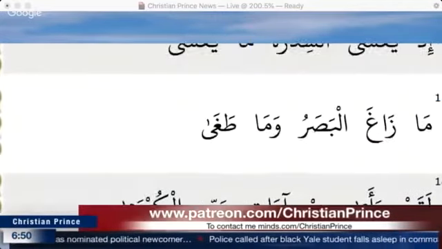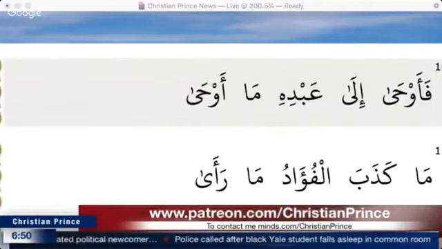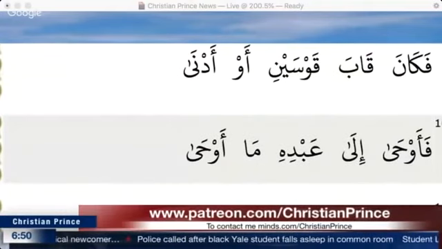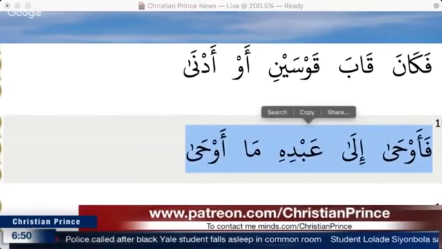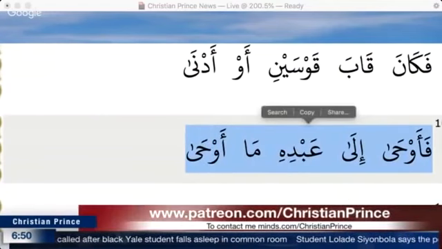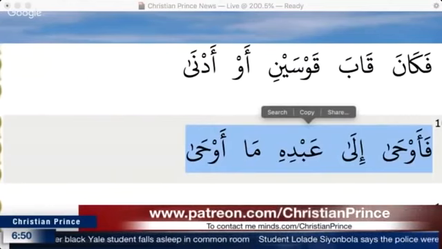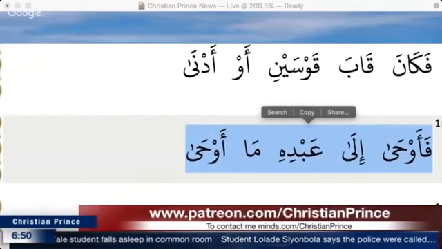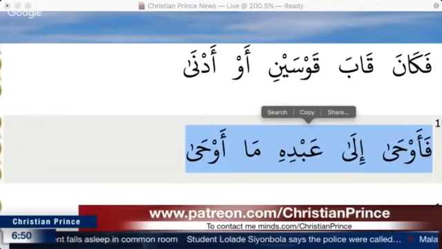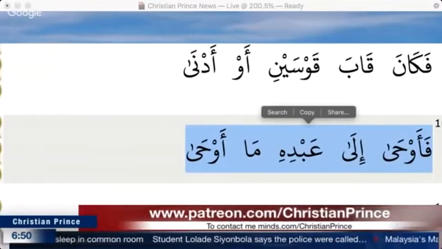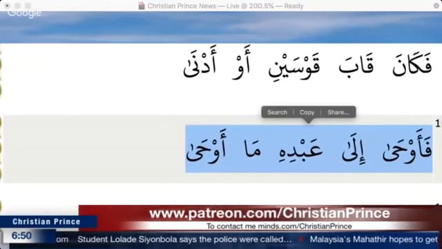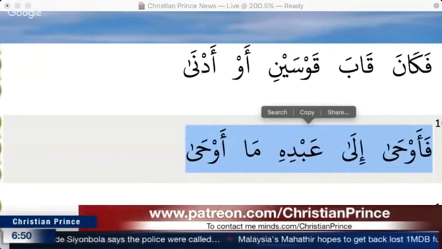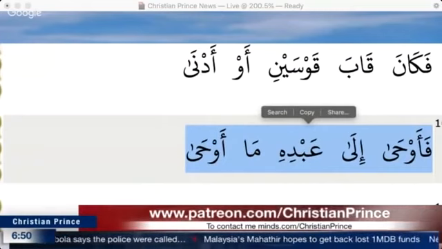in verse number 10 it says: فَأَوْحَى إِلَى عَبْدِهِ مَا أَوْحَى. Can you translate that one for me? Maybe you can open the translation. My Arabic is not that good. Yeah, it's okay. And you are the one who said, generally speaking, the Muslims, your brothers, they fabricate a translation, right? Here we will see a translation fabricated.